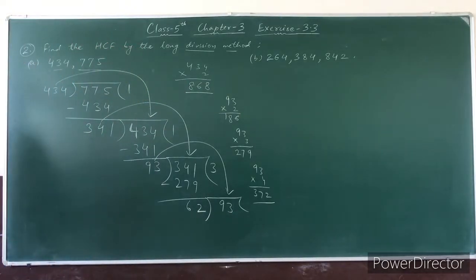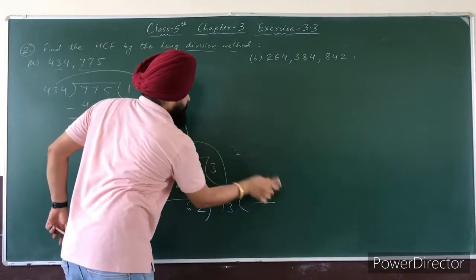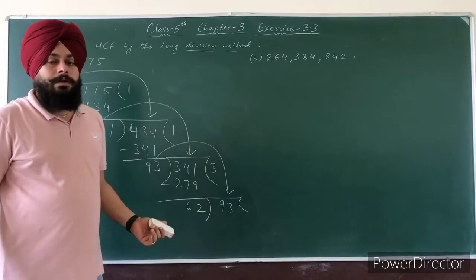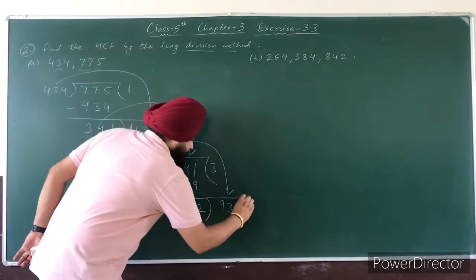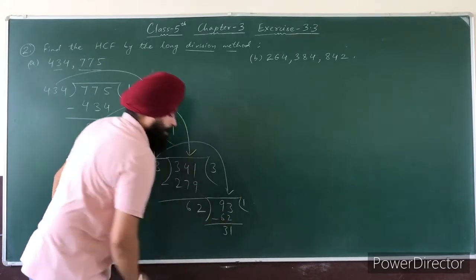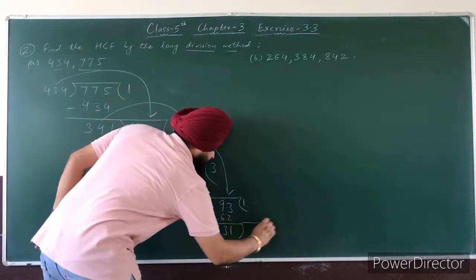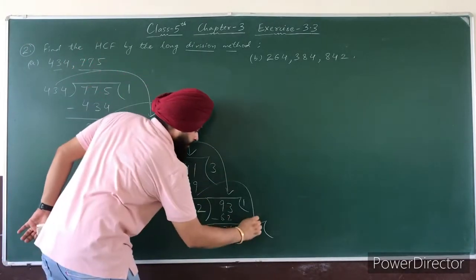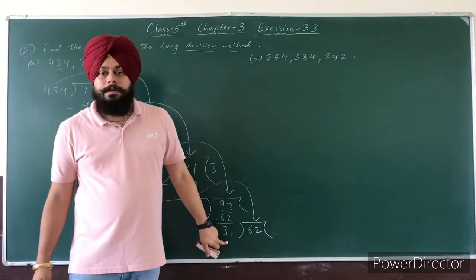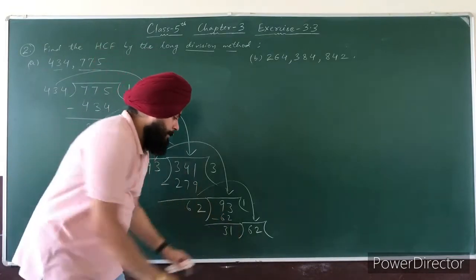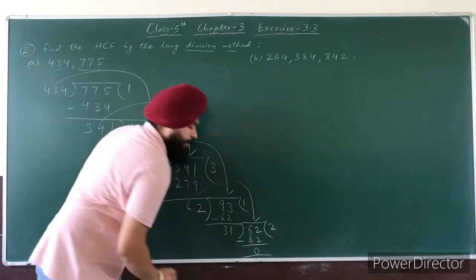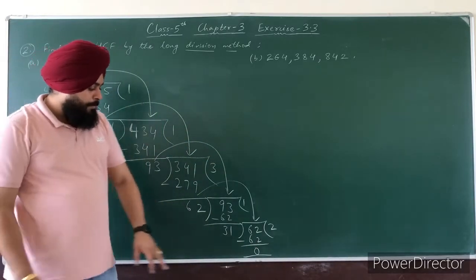So next 62 ones are 62. 62 twos are 124, which is greater than this 93. So you will take 62 ones are 62. So 3 minus 2 is 1, 9 minus 6 is 3. Clear? So again repeat this process. This 62 comes in our new dividend. Now 31 ones are 31, 31 twos are 62. Now 62 minus 62 is 0. So you can see here our remainder becomes 0.